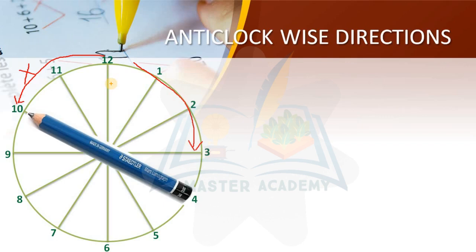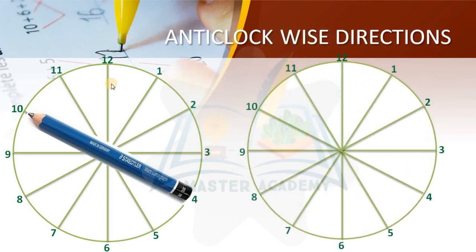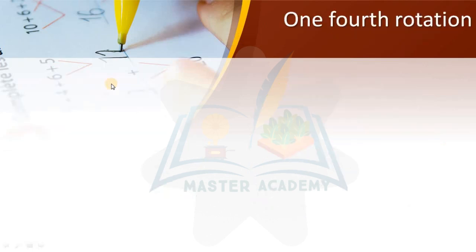Anti-clockwise. Understood? Now you can see here in the next figure it will move 10 to 9. Clear? It will move 10 to 9. So it is an anti-clockwise direction. Clear? Understood? Okay. Now we will move on to the next thing, quarter rotation.